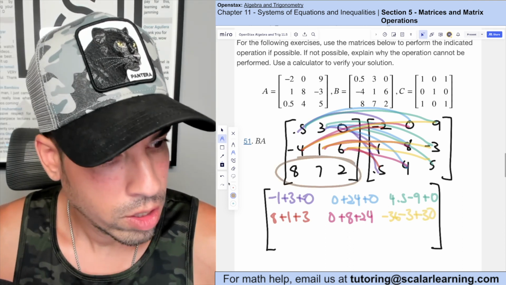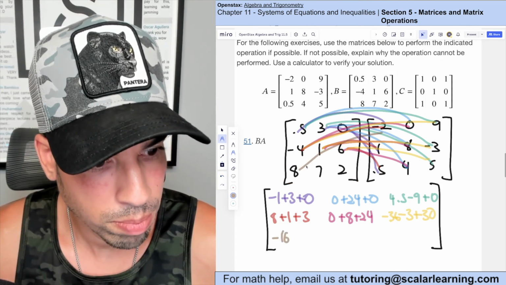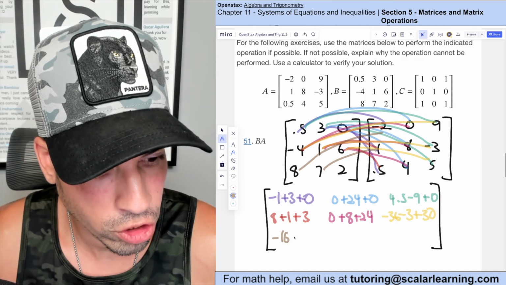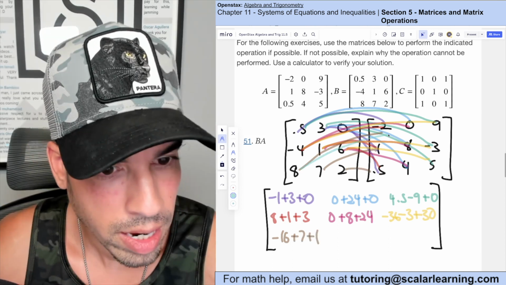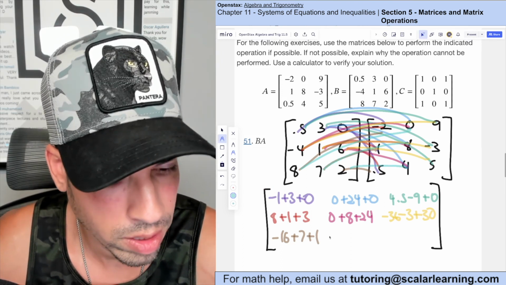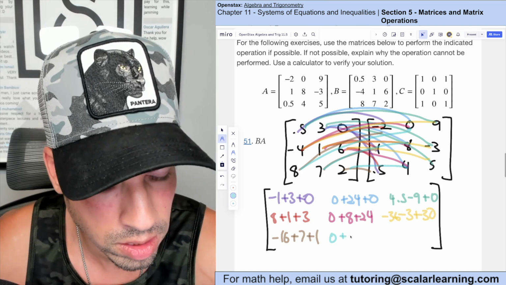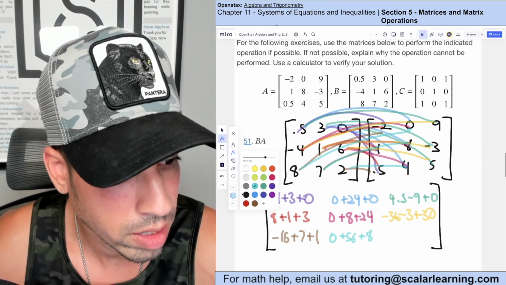Final row, here we go. We got 8 times negative 2, which is negative 16, plus 7 times 1, which is 7, plus 2 times 0.5, which is 1, okay. Then we got 8 times 0, plus 7 times 8, plus 2 times 4. 8 times 0 is 0, 7 times 8 is 56, and 2 times 4 is 8, all right.